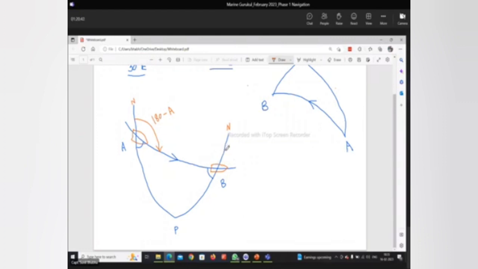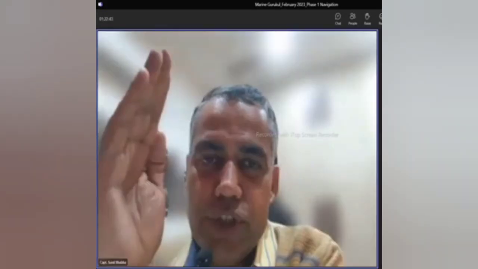Now let us see at B. Starting from north, going clockwise, going up to the ship's head. So this is the angle which we require, and you see this is exactly the opposite angle to inner angle B. So in this case, courses.